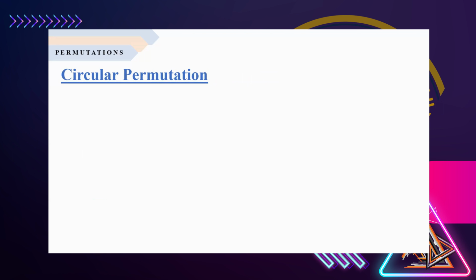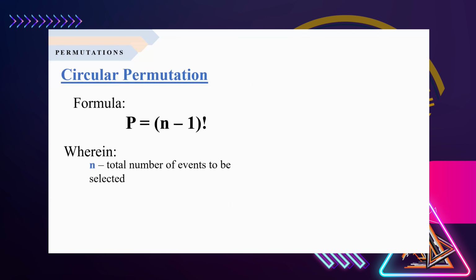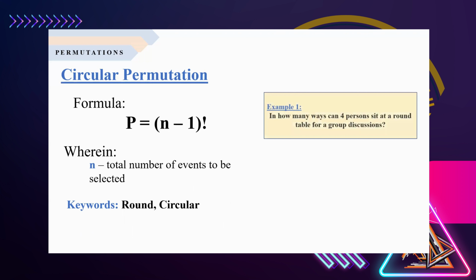Next is the circular permutation. So, ang formula naman ng circular permutation ay P is equal to the quantity of n minus 1 factorial, wherein n is the total number of events to be selected. Ano naman yung mga halimbawa ng mga problem na kung saan makikita natin ang ating mga keywords na round and circular at kung nakita natin yan ay tumutukoy sa circular permutation at gagamitin natin ang formula na the quantity of n minus 1 factorial. Example number 1.